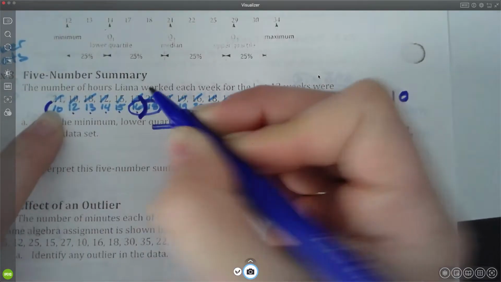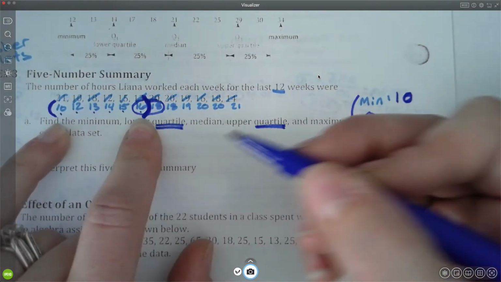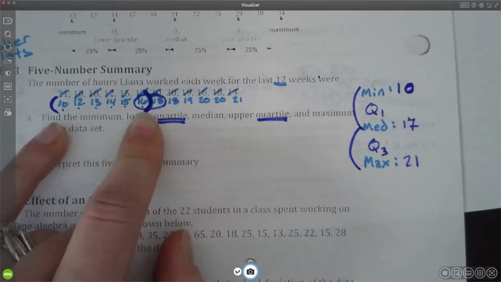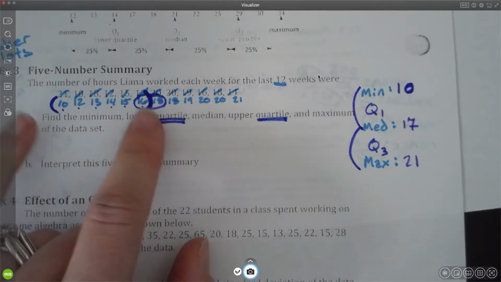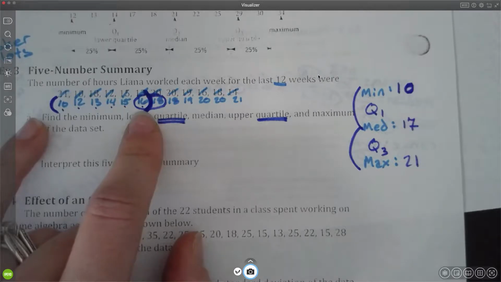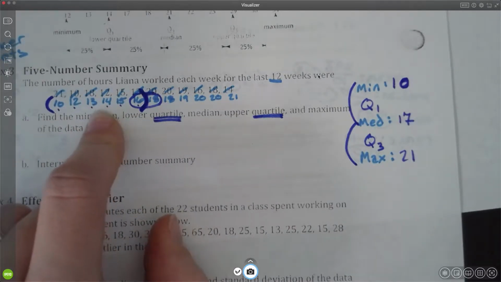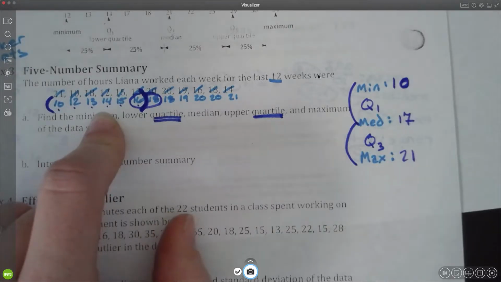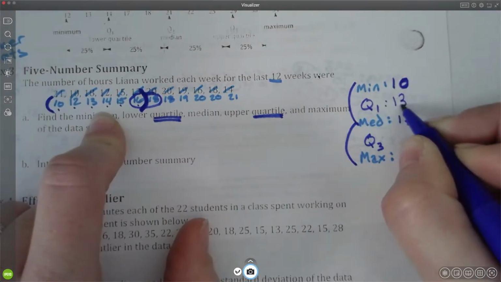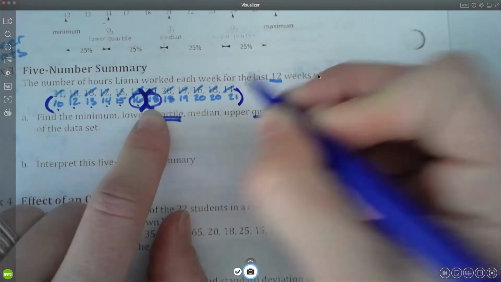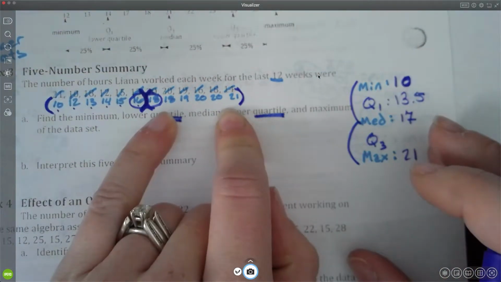So, looking at this data right here, here is where my numbers are split. 10 to 16, I'm looking for the middle number. There are 6 numbers there. Is there an exact middle number? What is the middle number? It's between 13 and 14. 13.5. Okay? Now, this range right here, these 6. Is there an exact middle number there?